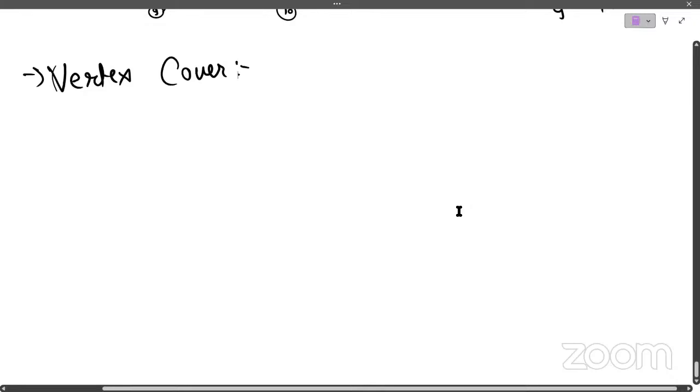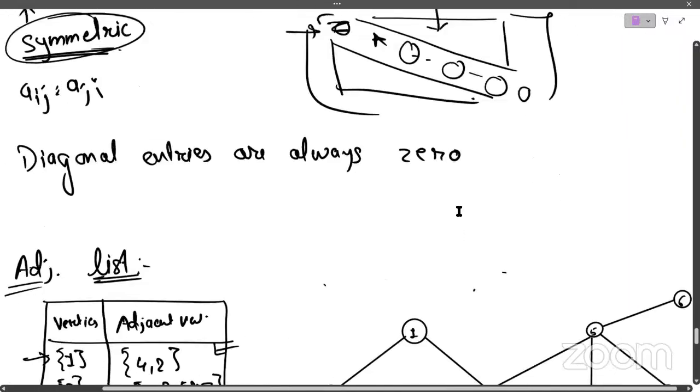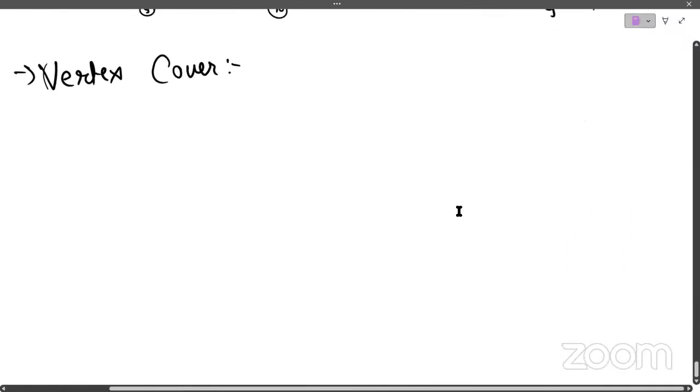Now the next definition is vertex cover. These are basically the basic definitions of graph theory. Using these definitions, I'll define some other things, but you should understand the meaning of the definitions. That's it: what do you mean by independent set, vertex cover, adjacency matrix, adjacency list. That's all. So again, vertex cover: suppose C is any subset of V. V is our vertex set.